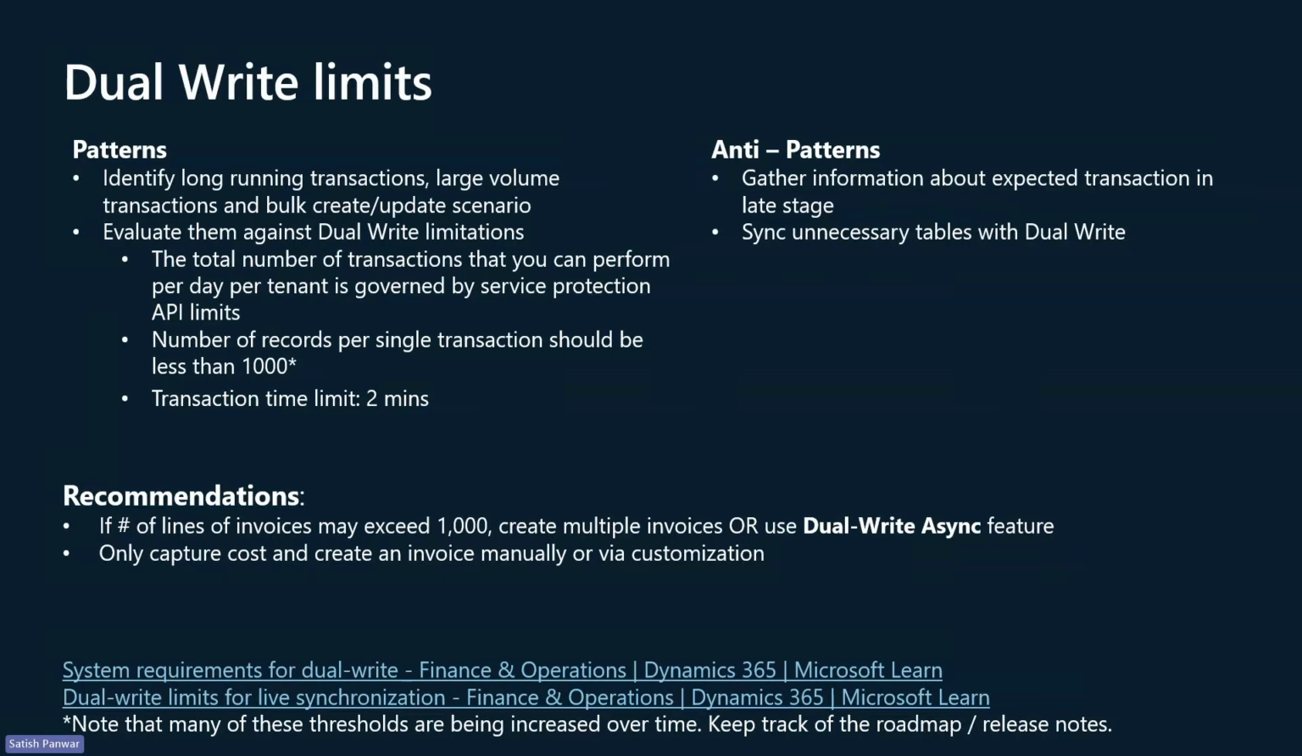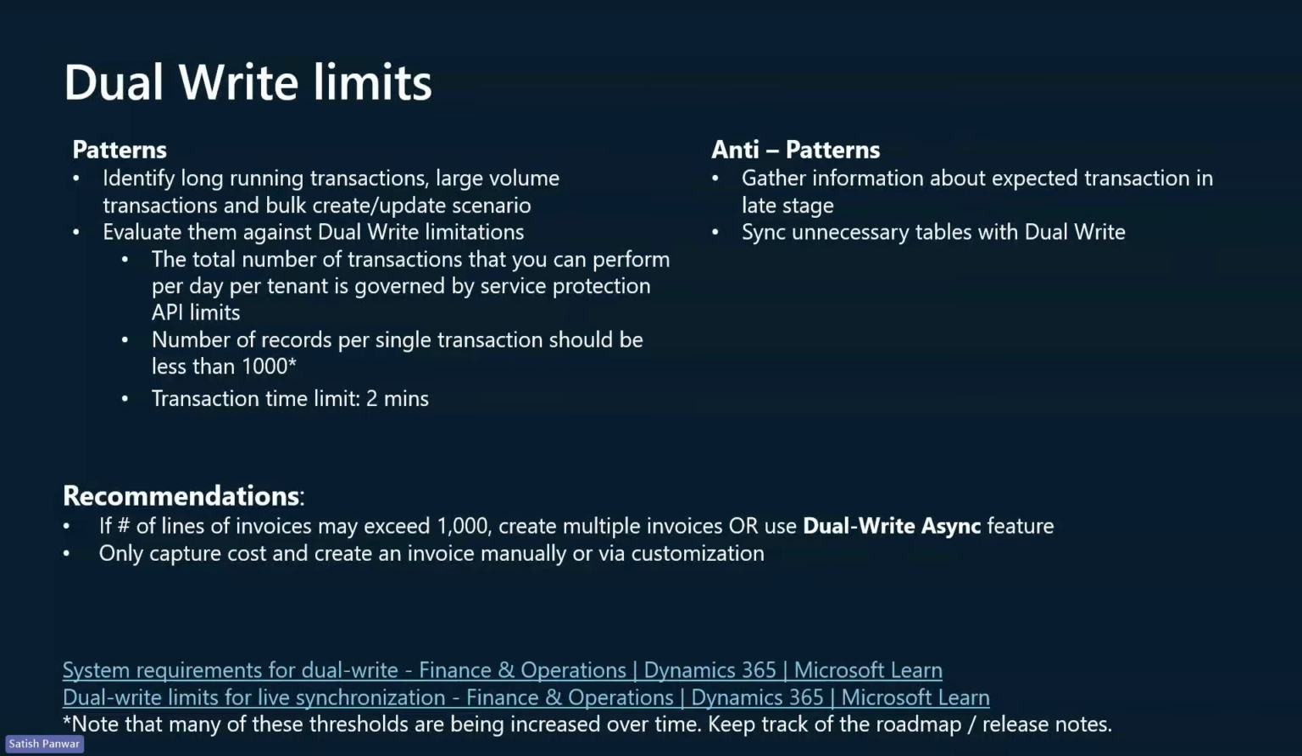When you evaluate transactions, please consider not only regular operations, but also seasonal or ad hoc operations. For example, you may find bulk insert or update scenarios in the year-end operations or organizational change. A recommendation for scenarios like invoices with a large number of lines is, if they exceed more than 1,000 lines, they can be split, or you can now use the feature dual write async.